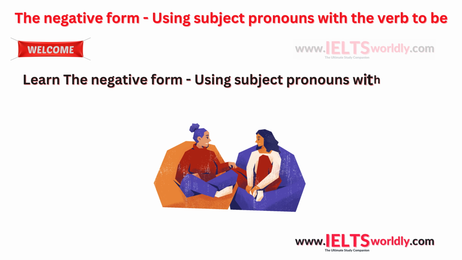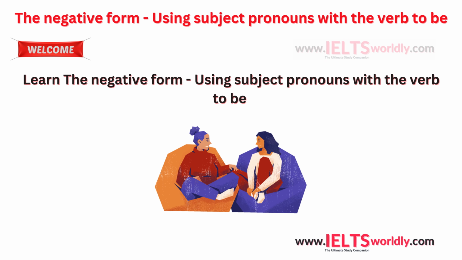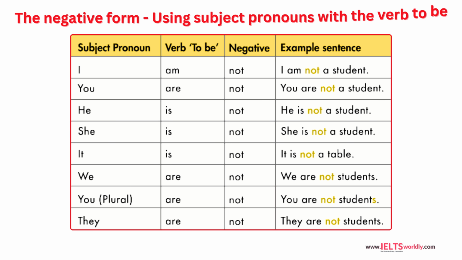Using subject pronouns with the verb to be, the negative form. In this section, we look at the verb to be for negative sentences. This table shows you how to make the verb to be negative. Subject pronoun, verb to be, negative, and example sentence.